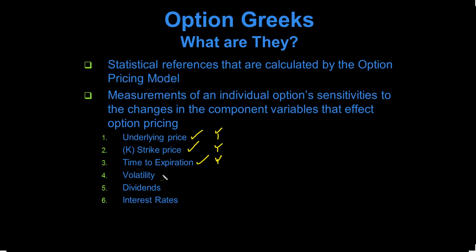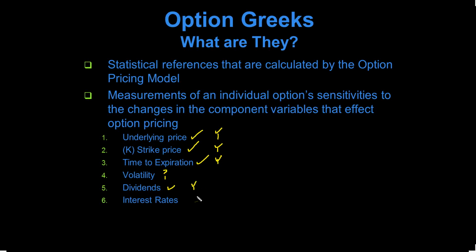How about volatility? Do we know that? Well, it's one of the little, what I call the great white shark, because volatility changes. It is the last item that's input into an option pricing model to derive the current price of an option contract. Dividends, do we know?